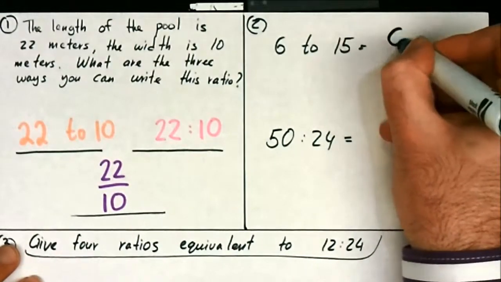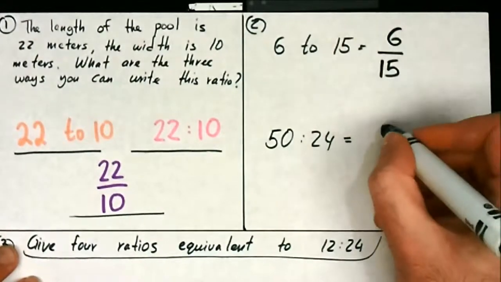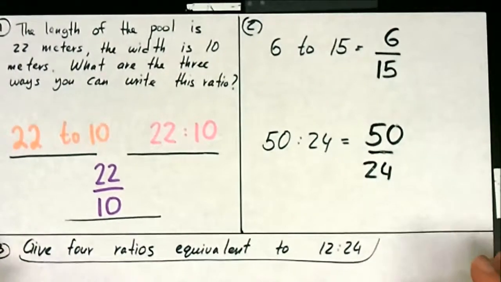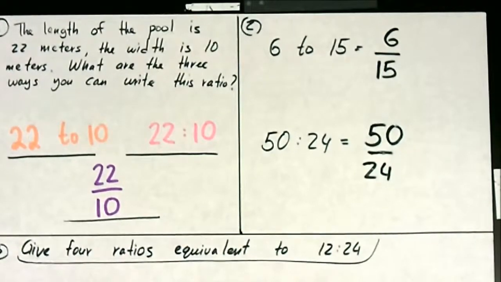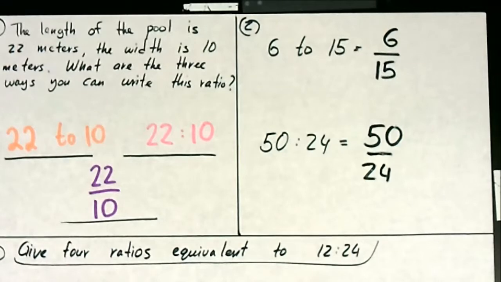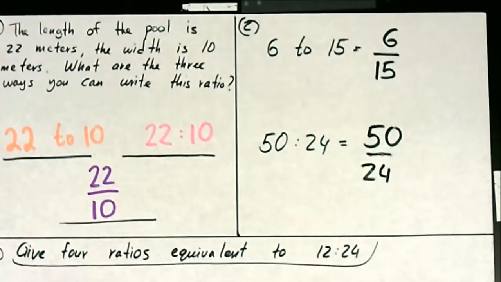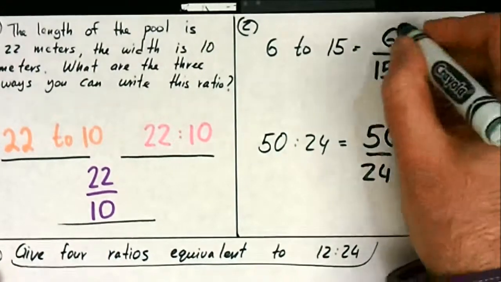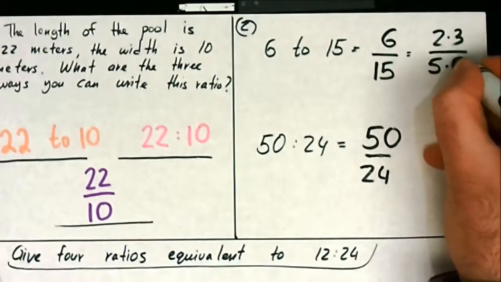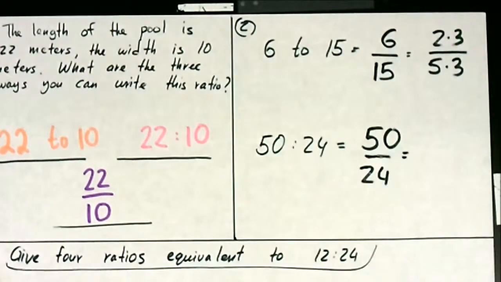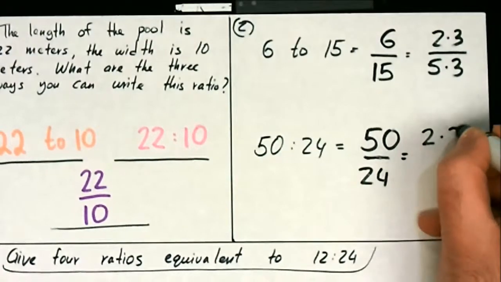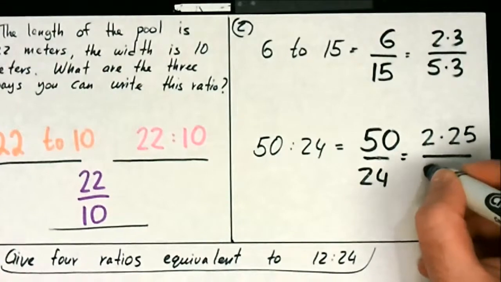Right here it would be 6 over 15. Right here it would be 50 over 24. Okay, what would I do next? Well, next I would try to simplify them. To do that, I'm going to break down both numbers in the fraction into their base components. For the 6 over 15, I'm going to break the 6 down into 2 times 3, and the 15 into 5 times 3. For the 50 over 24, I'm going to break the 50 down into 2 times 25, and the 24 into 2 times 12.